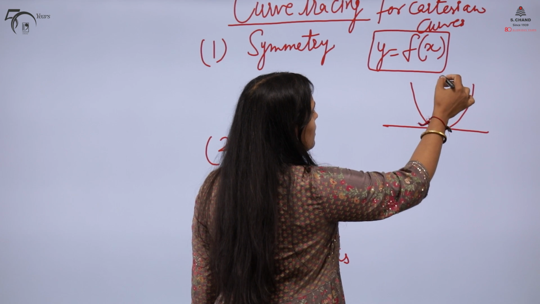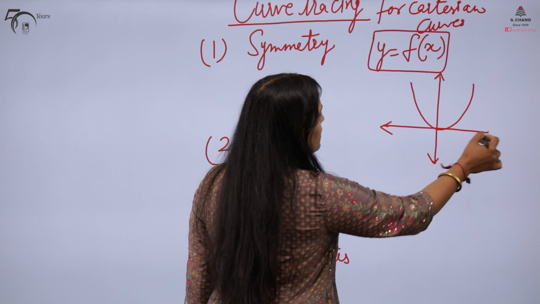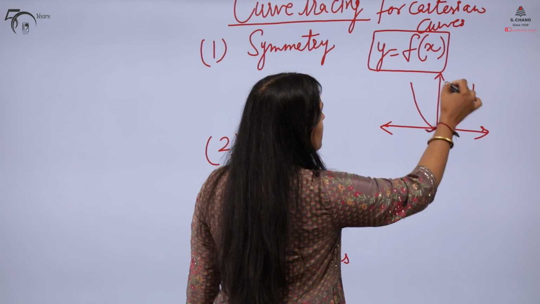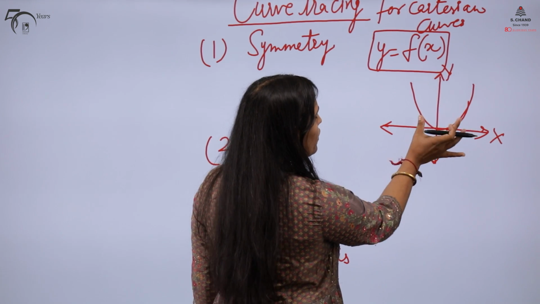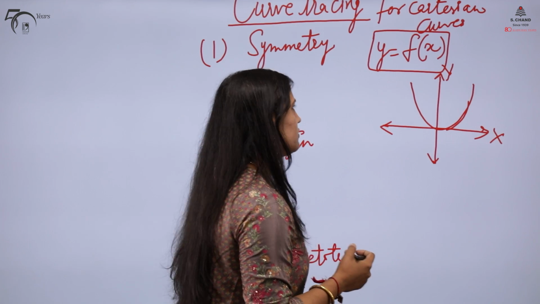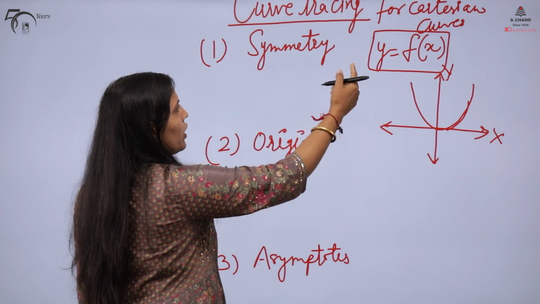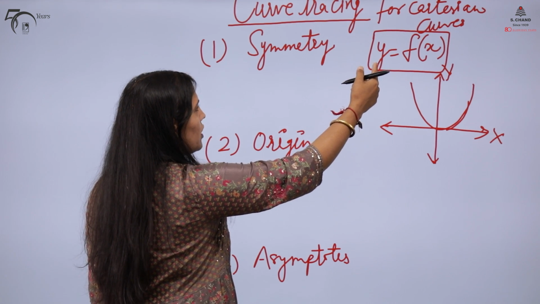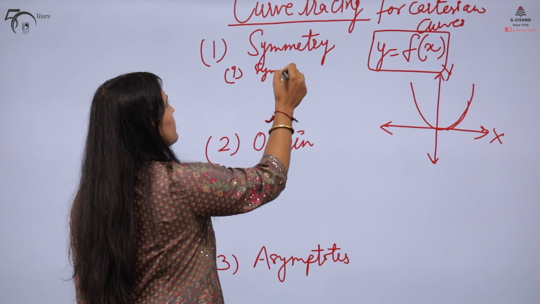You can see the curve is this parabola. This parabola is symmetric about this line, and you know this is your y-axis. So you can see the shape of the curve is symmetric about the y-axis. So this is symmetry. How to check symmetry? When you have a curve equation, how do you check symmetry?